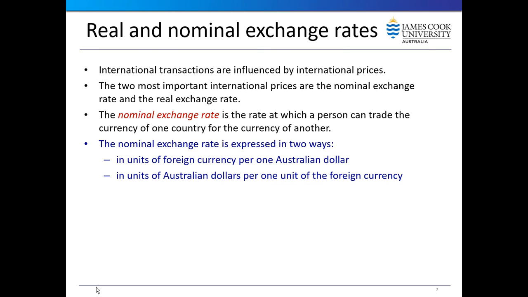The nominal exchange rate can be expressed in two ways. One way is units of foreign currency per 1 Australian dollar, as I said before. It can also equivalently be stated in units of Australian dollars per 1 unit of foreign currency. For example, you can say that in order to exchange for 1 US dollar, you have to pay $1.35.